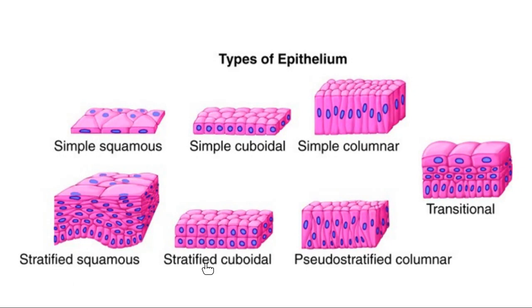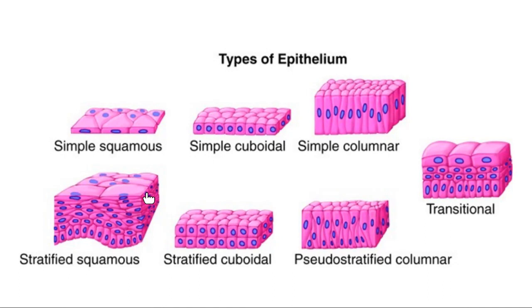So stratified means that there's multiple layers. Like we're seeing here with stratified cuboidal epithelium, maybe there's just two layers. Stratified just means there's more than one, so maybe there's just two. Or maybe when we're looking at stratified squamous epithelium, maybe there's tons and tons of layers.